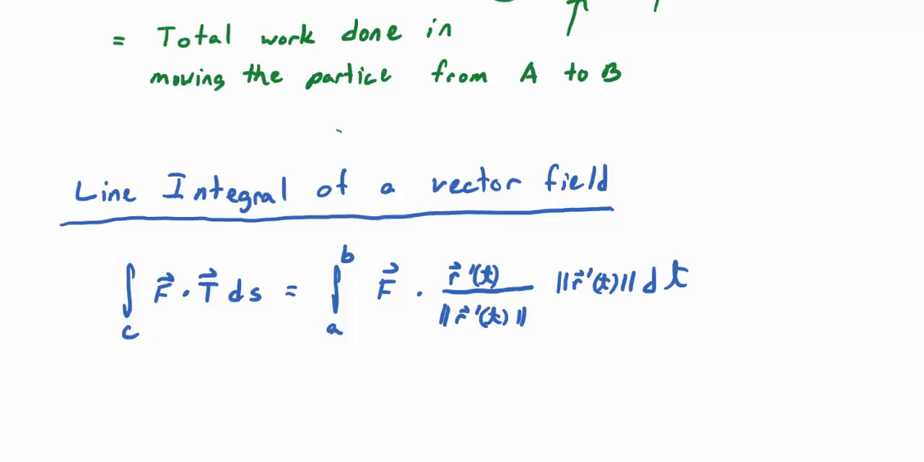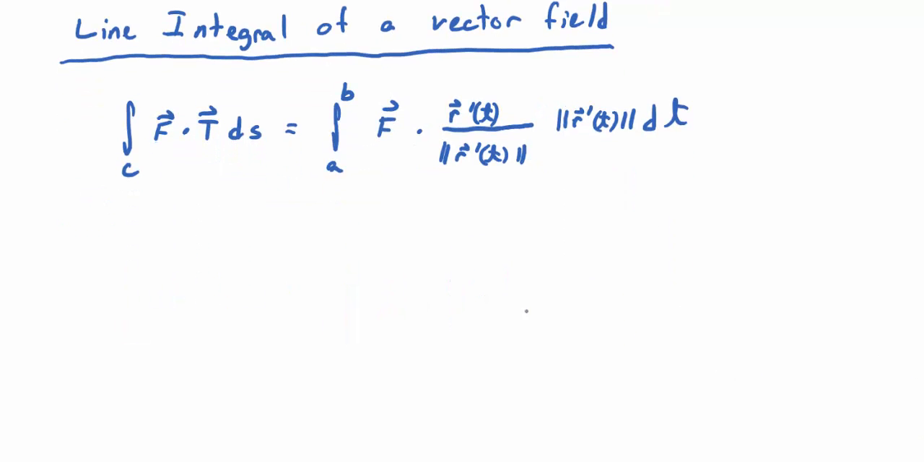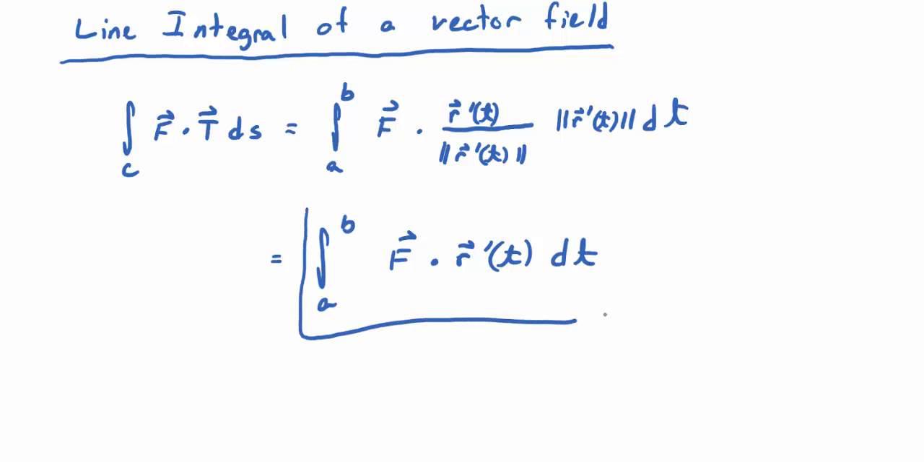So from this we can get an evaluation formula. The first thing I notice is if you cancel the magnitude r prime, you get a nice integral in terms of t. You get F dotted with r prime of t dt. This is important for calculation purposes. This is what we use to calculate.